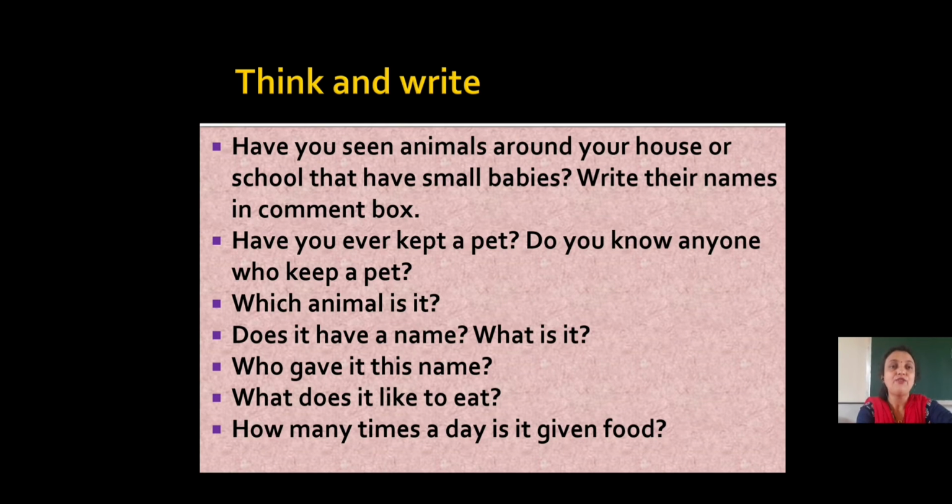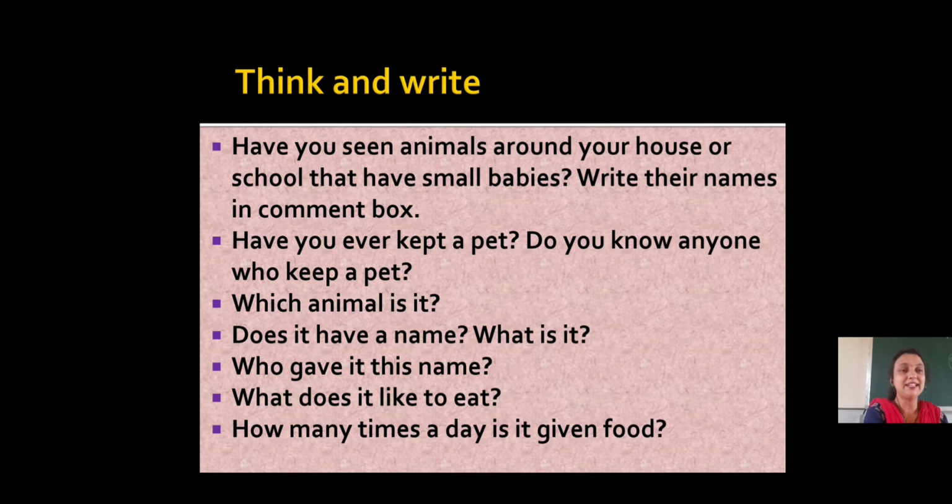Okay. Now, have you ever kept a pet? Do you know anyone who keep a pet? Write your answer in the comment box. See, pet must be rabbit also. Even some must be keeping pet as lovebirds, parrot, pigeon. So it can be any kind of a pet. You can write your name in the comment box.